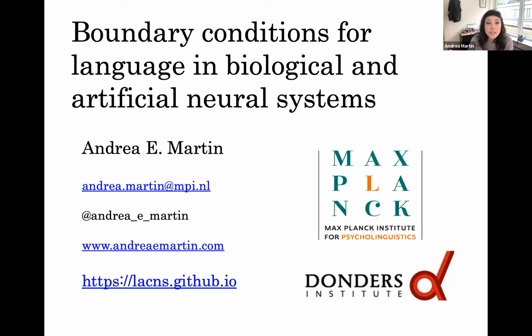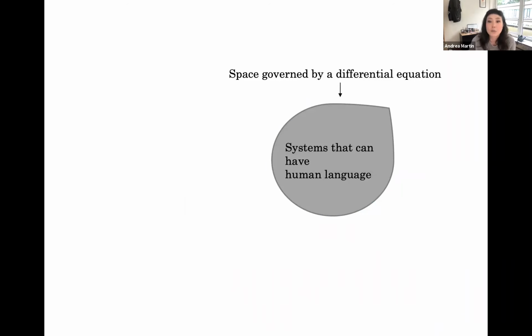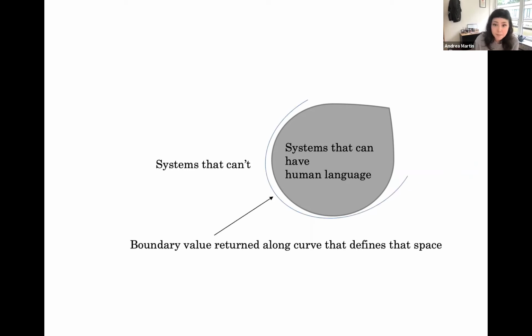But let me start by explaining my title a little bit. Okay, so we can define a space of systems that can have language, and we can describe that with a differential equation, and then try to find the conditions under which we can find a solution for that equation. And it's those conditions that I want to go after today, but I'm going to talk about them conceptually.